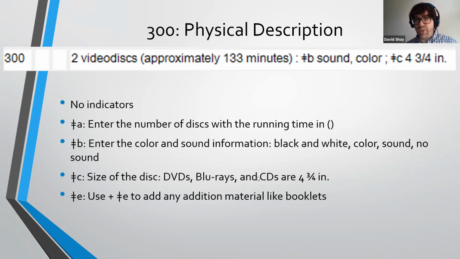And then in your subfield C, you've got, where did my cursor go? There it is. You've got 4 3/4 inches because all Blu-rays, DVDs, and CDs are 4 3/4 inches. You can also use a subfield E with a plus sign to mention any additional materials like booklets or posters or anything else that might have come with that. Then you'll want to note that in a 500 note field so that you have some additional description of what that is.